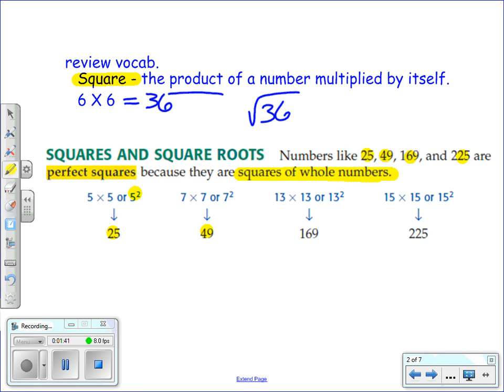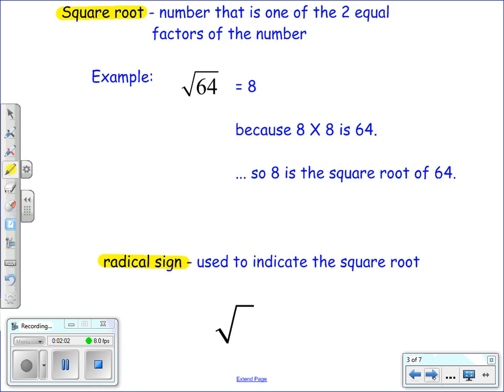49 is a perfect square because it is the product of 7 times 7. 169 is a perfect square because 13 times 13 is 169. 225 is a perfect square because 15 times 15 is 225.